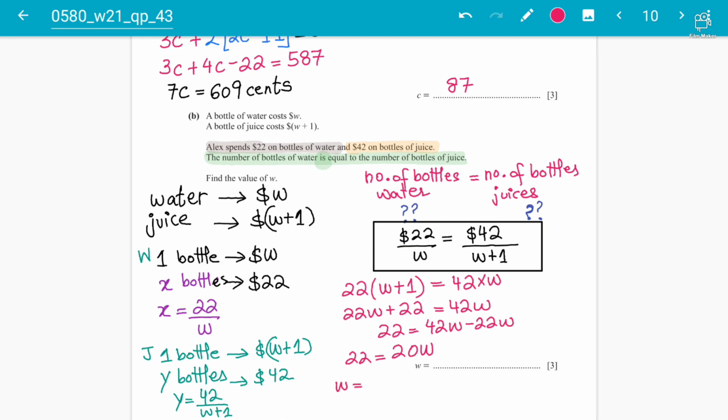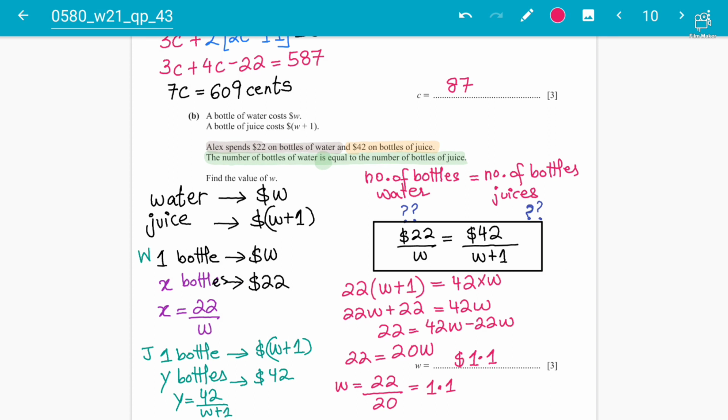So W will be 22 divided by 20. That will come as most probably, let's use the calculator here. It's going to come as $1.1, okay? So the W value is coming as $1.1 because W is the cost of the water bottle.